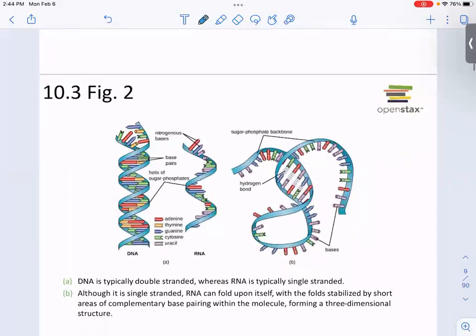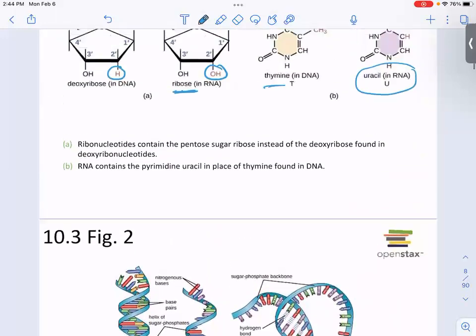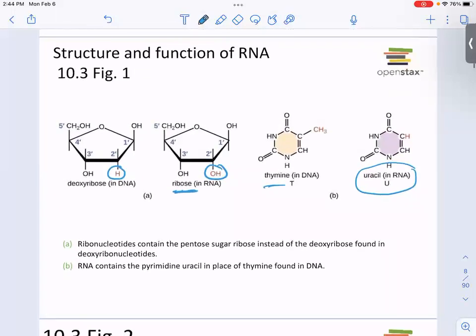Okay, that seems like a good place to stop for today. So we'll carry on with that. We'll probably get started with replication on Wednesday.